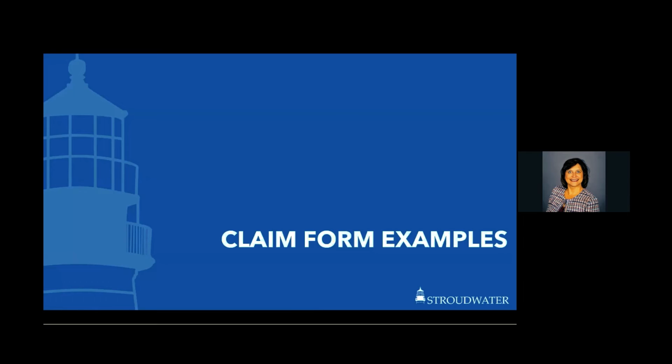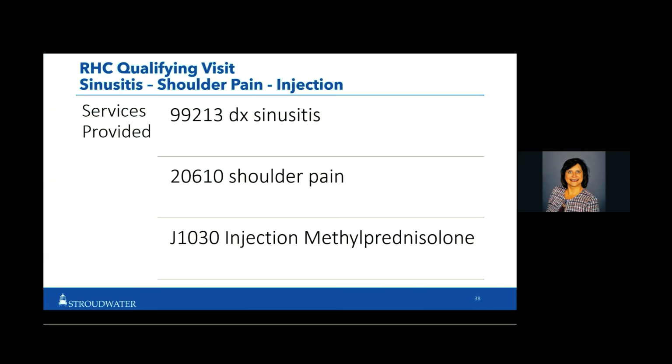Now, I've gone through all of those words, but let's really talk about some claim form examples and what this really looks like. So when thinking about RHC services, we have an RHC qualifying visit where the patient came in with sinusitis, shoulder pain, and an injection.